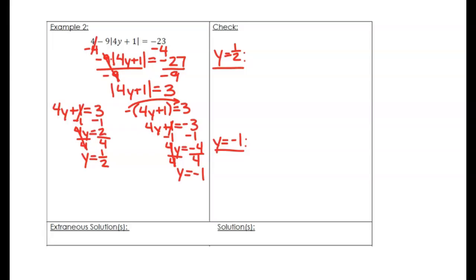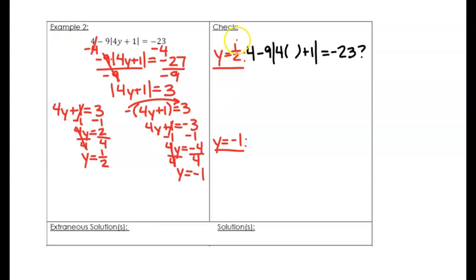So the next step is to take my answers and substitute them into the original problem to see if they're solutions or if they are extraneous solutions. So I'm going to write my problem. I had 4 minus 9 times the absolute value of 4 times a y value. I'm keeping that open. Plus 1, close the absolute value, should equal negative 23, but I don't know if it does, so we're going to see.